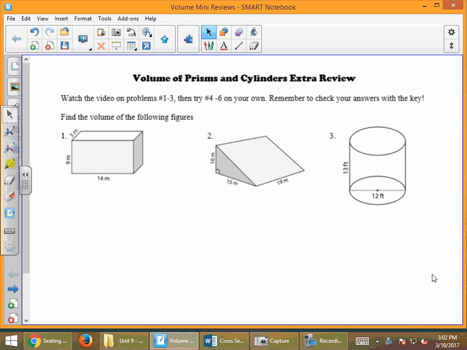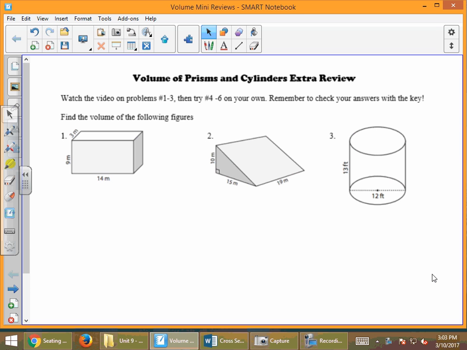In this extra review, we're going to find the volume of prisms and cylinders. Again, we're going to do 1, 2, and 3 together, and you're going to do 4, 5, and 6 on your own. They are on the back of your half slip of paper. When you get done with 4, 5, and 6, make sure you check your answer with the key.